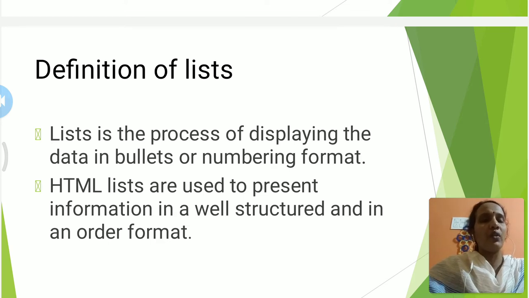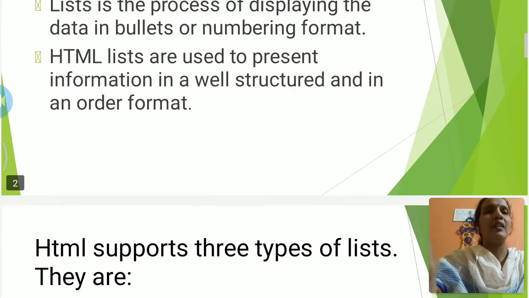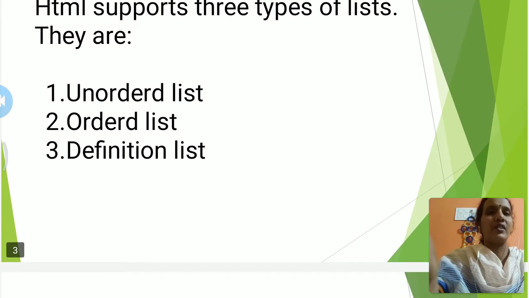What is a list? A list is nothing but the process of displaying numbers or bullets in front of the list items. HTML lists present information in a well-structured manner. It is used to present content in a well-structured manner.